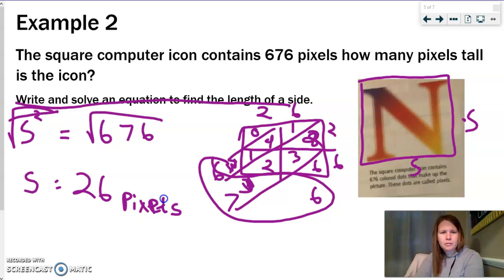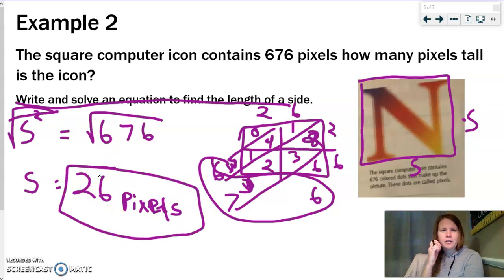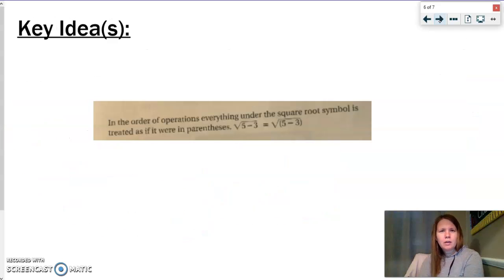Oops, I didn't spell pixels right. I don't even know if I typed it right. Who knows how to spell pixels? I don't think I spelled it right. No, it's ELs. Okay.